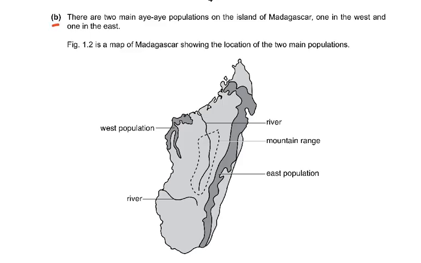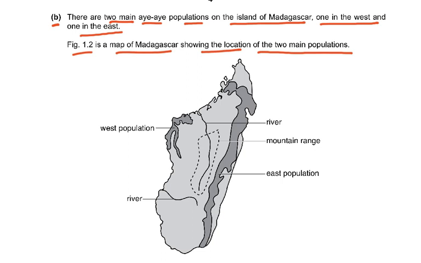Then coming to part B of the question, there are 2 main aye-aye populations on the island of Madagascar, one in the west and one in the east. Figure 1.2 is a map of Madagascar showing the location of the 2 main populations. So there is this river flowing, you can see this. They've shown you this river flowing here. And then they've shown you the west population, which is this side, and then the river, and then there's a mountain range, which is this one here.